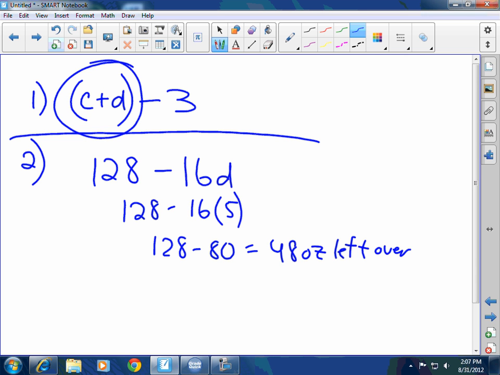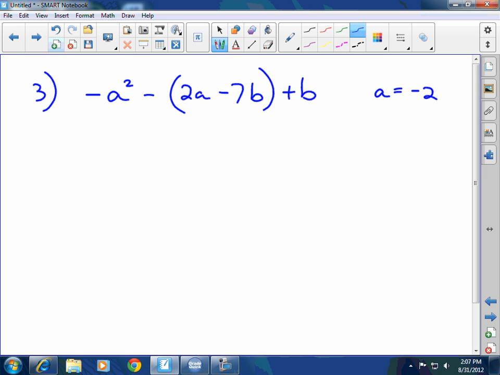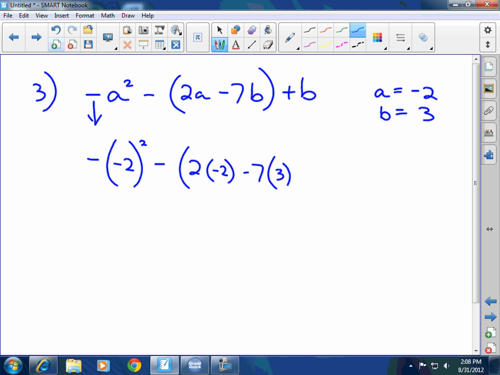Okay. Number 3, evaluate. They give you negative a squared minus 2 times a minus 7 times b plus b for a equals negative 2 and b equals 3. Plug it in and solve. This negative is a negative 1 being multiplied to the a squared. The value of a is negative 2 squared minus 2 times the value of a, which is negative 2, minus 7 times the value of b, which is 3, plus b, which is 3.